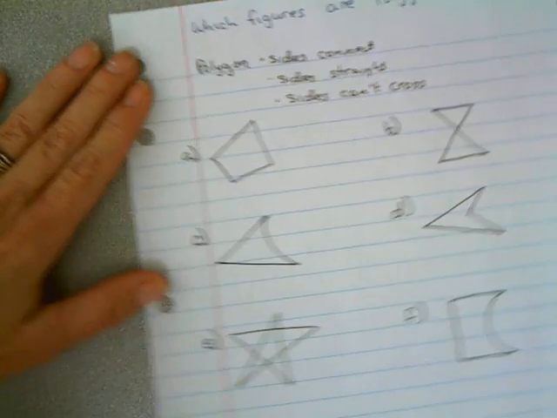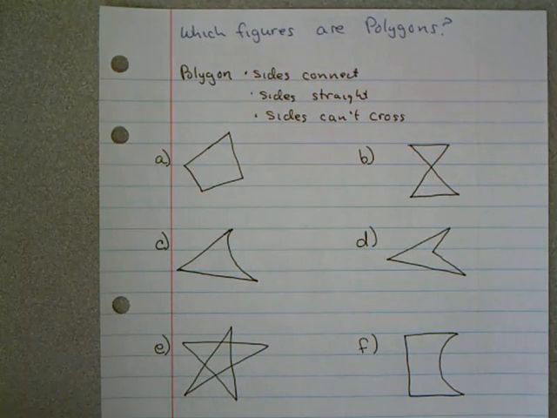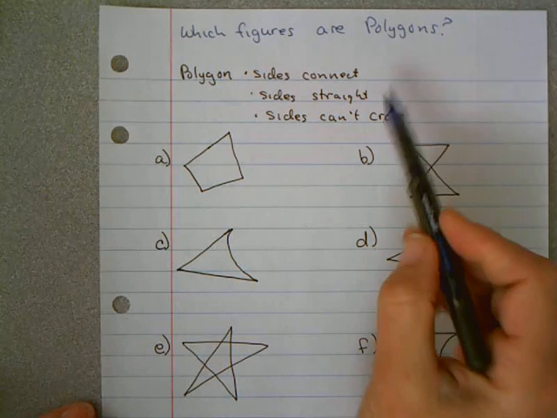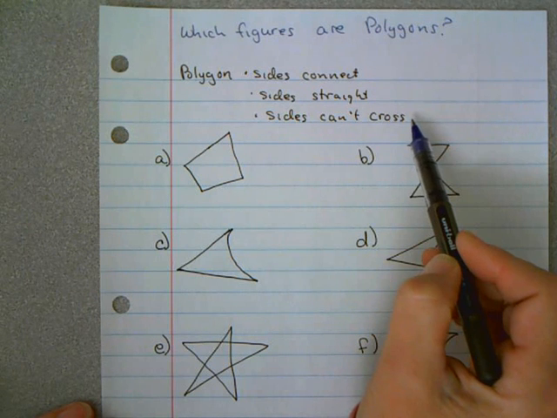Now let's look at these polygons. Which of these are polygons? You want to be able to identify them. First, it said a plane figure, so you know it's got to be a two-dimensional figure. It can be drawn on a sheet of paper. We want to know, do the sides connect? Are they straight? And they can't cross.